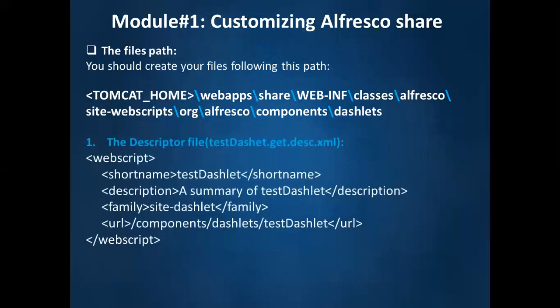Now let's see the code of each file. The descriptor file code will be like this, the same code we saw last time. For the web script you give the name and the summary, and which family you want to use. I want to display my dashlet in the site dashlet family. You also give a URL on the web script tags.